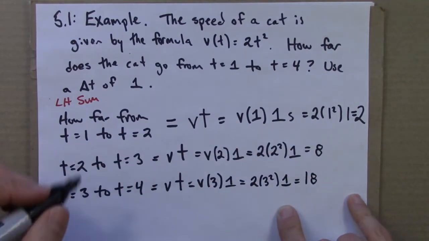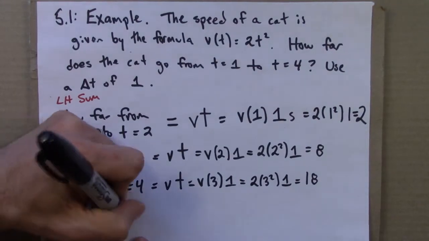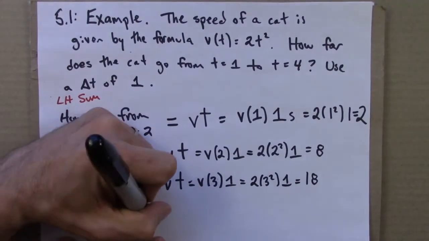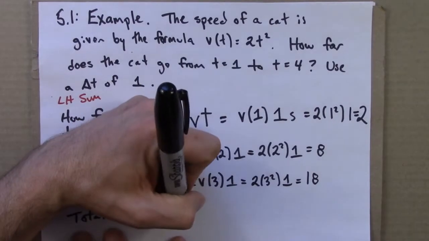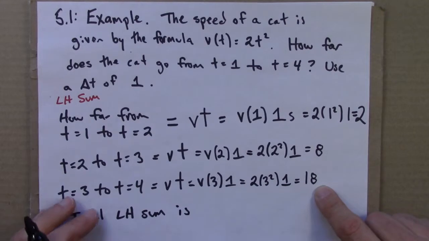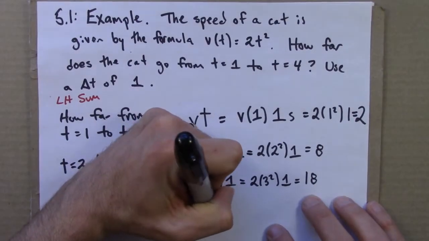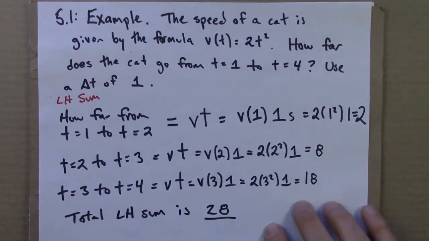That's 18. So the total left-hand sum is this plus this plus this. Let's see, 18 plus 2 is 20, 20 plus 8 is 28. So that's what we have for our left-hand sum.